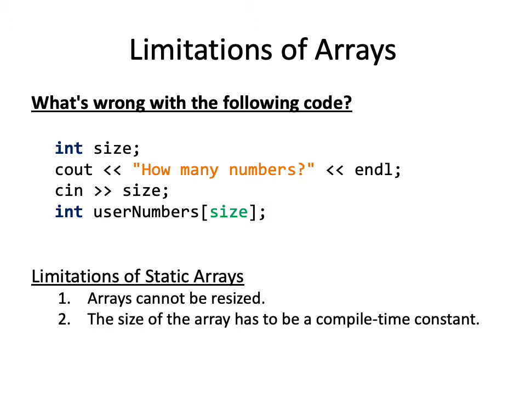Basically, the compiler has to know how much memory to reserve for this array, and it has to know that when this code is compiling, not when it's run. This code here is asking the user to tell it how long this array is going to be. Therefore, the computer doesn't know how much room to store for it until the program actually runs. So this won't work.